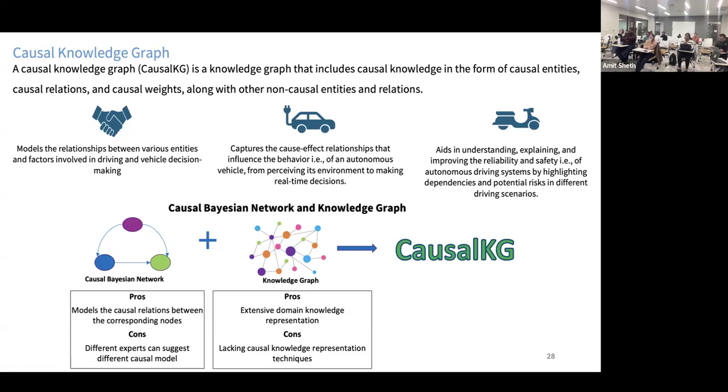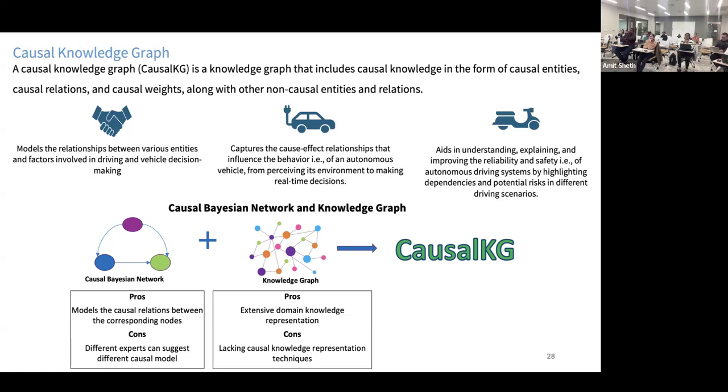The causal network models the causal relation between the corresponding nodes, but different experts can at times give you different causal models. So if I have a different understanding of the world, I might say, no, your coming late is not caused by maybe the traffic, it's something else. But somebody else might say, no, it's the traffic, it's not the other issue that you have.